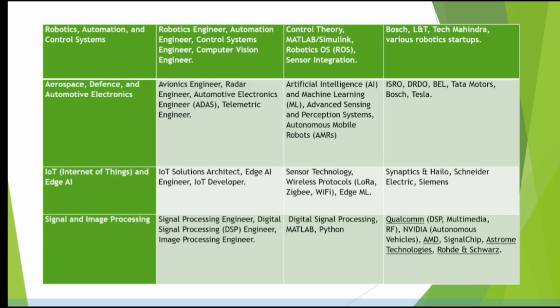And the things that you need to concentrate on in order to enter into aerospace, defense, or automotive electronics is you need to have a good grip on artificial intelligence and machine learning, okay, and then advanced systems and perception systems, autonomous mobile robots. So you should have a good grip on all the subjects. Mostly you can have internship experience in this particular domain, which will give good weightage on your resume, right?